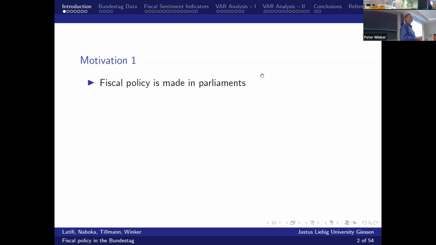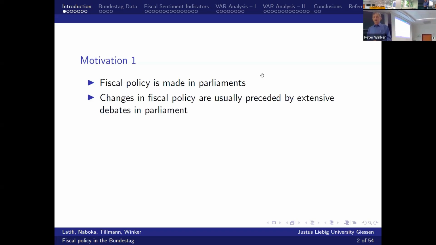Fiscal policy is made in parliament, at least in Germany. They vote finally about what's going on. And changes in fiscal policy are usually preceded by some discussion about what should be done or what shouldn't be done, or whether we should increase the taxes or decrease, or now, well, the most recent experience maybe was an exception. There was not much discussion before, but typically there's discussion before in the parliament, and then we see some changes.